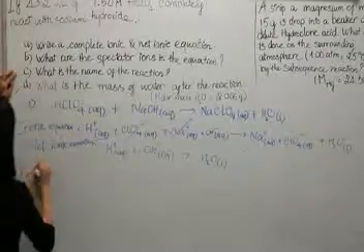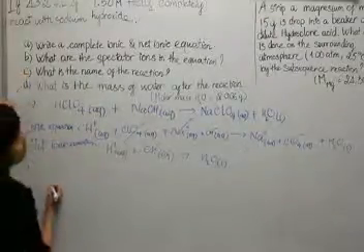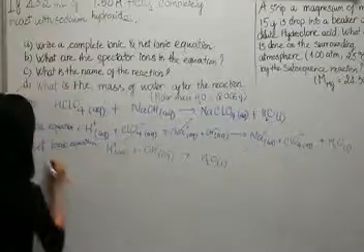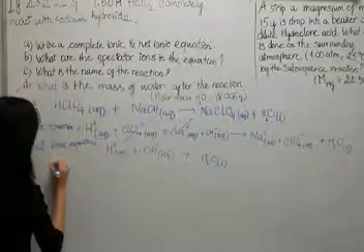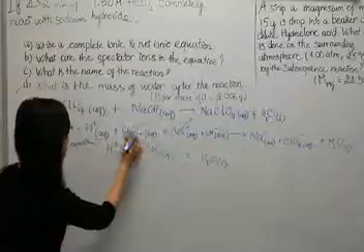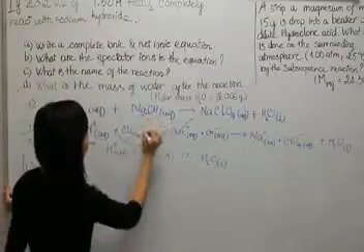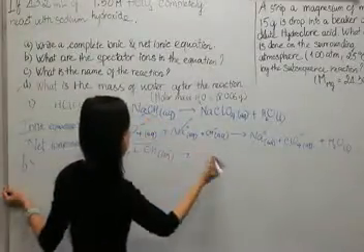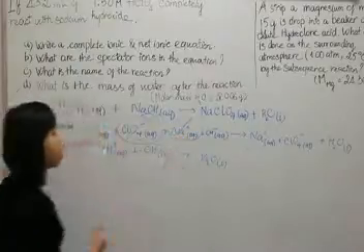B, what are the spectator ions in the equation? The spectator ions that I have here are ClO4 negative and Na positive.